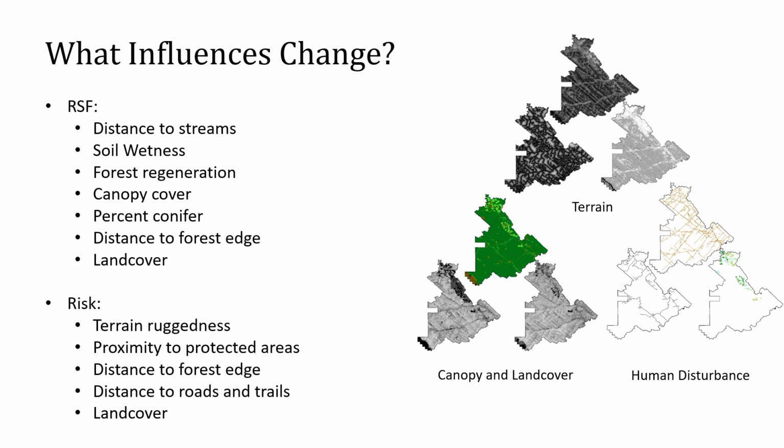For habitat states, we combine RSF and risk, and therefore all of these variables influence the habitat states output. I can't say whether each of these variables positively or negatively influences change because they change per BMA and per seasonal outputs sometimes. So different BMA and seasonal models will have different variable magnitude and positive or negative influence.